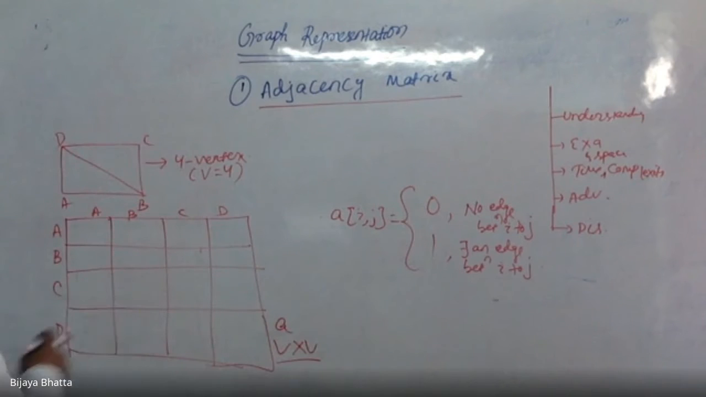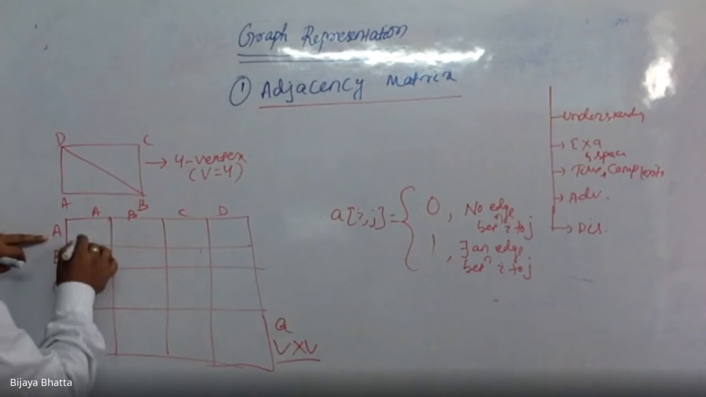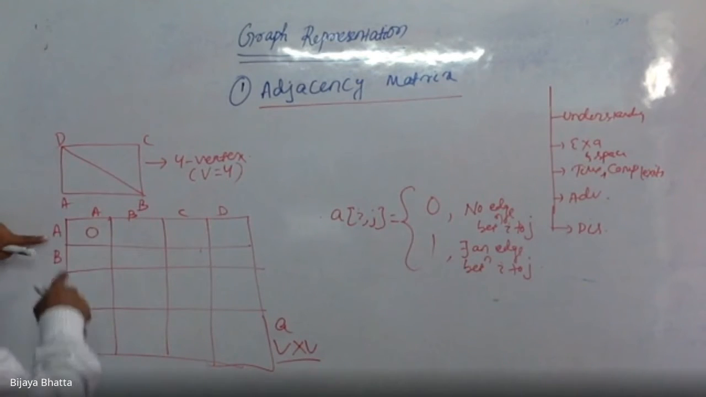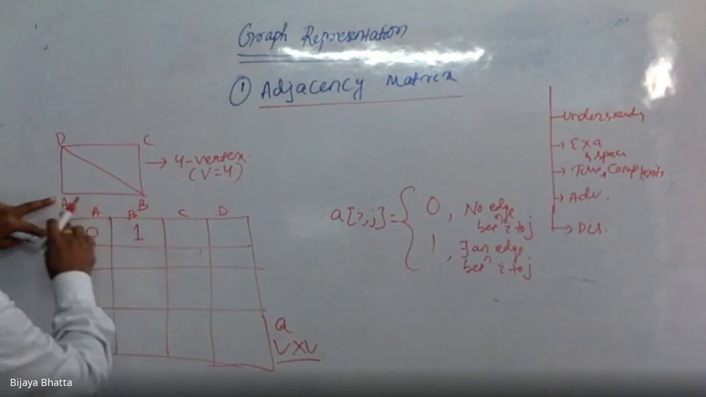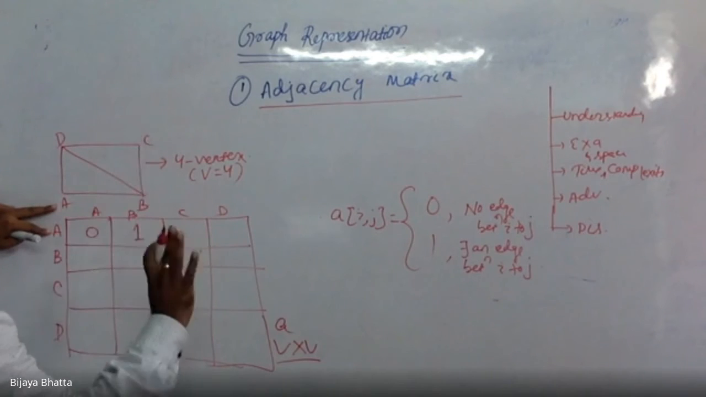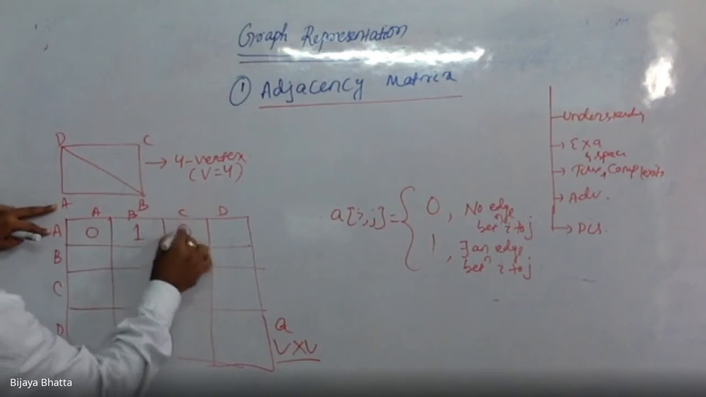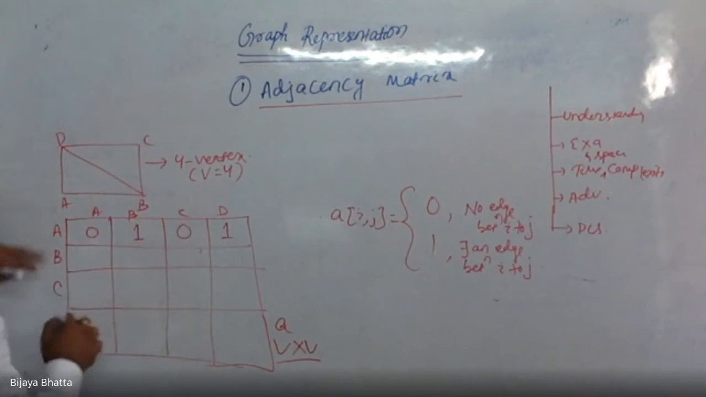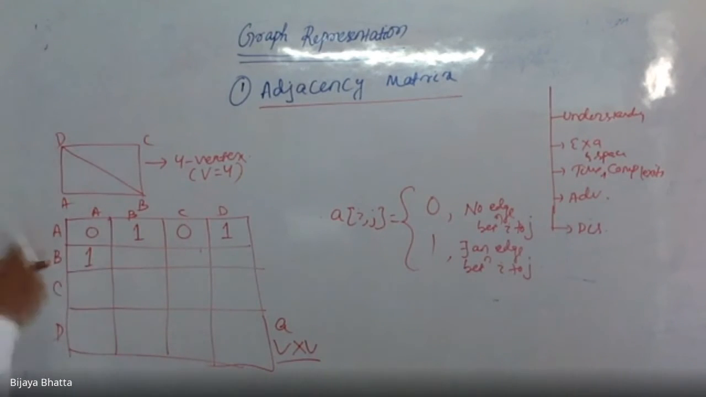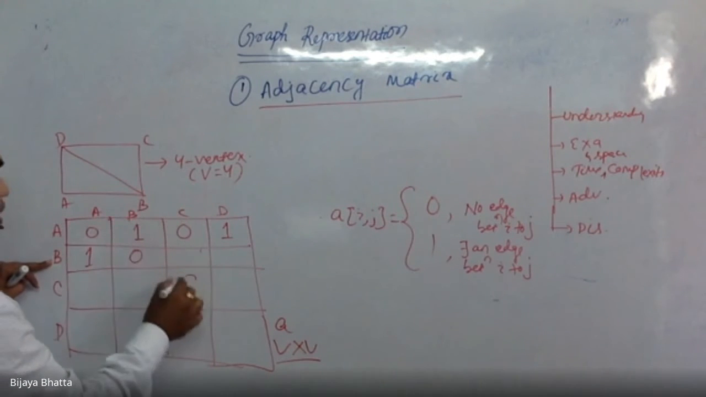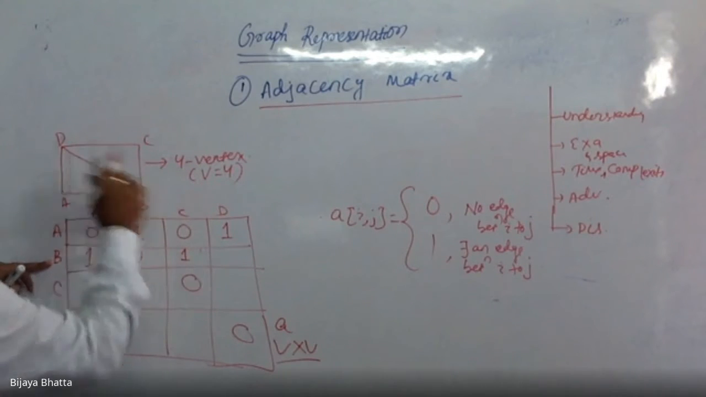So let's actually complete this example. A to A, there is no self loop, so I can put 0. A to B, is there any edge? Yes, so put 1. A to C, there is no direct edge. There is a path, but I'm talking about an edge, so there is no edge. A to D, yes, there is an edge. B to A, yes, this is an undirected graph, so there exists an edge. B to B is 0. B to C you can put 1. B to D you can put 1.